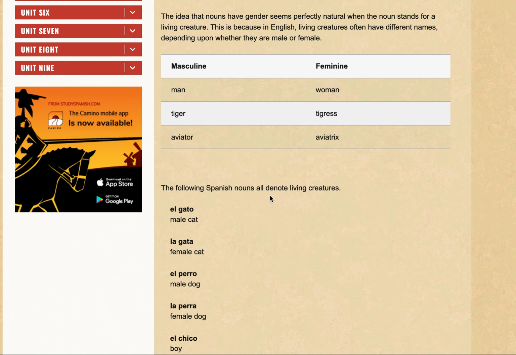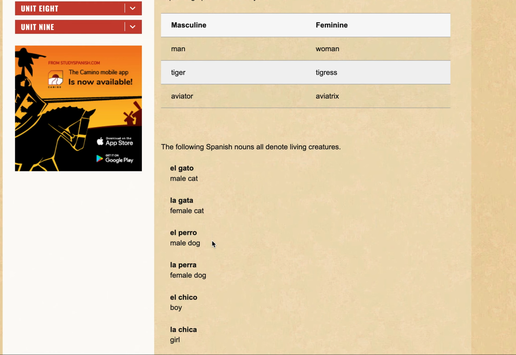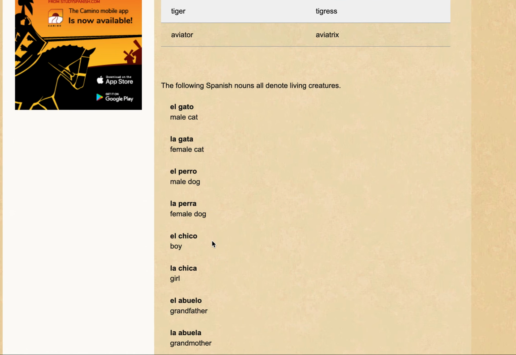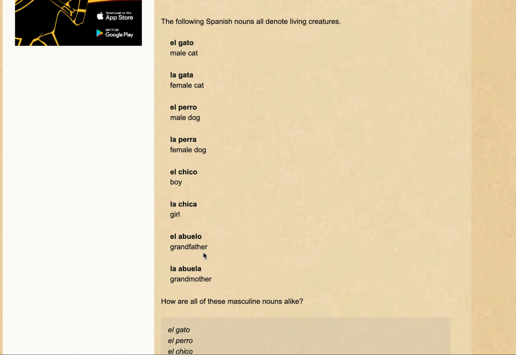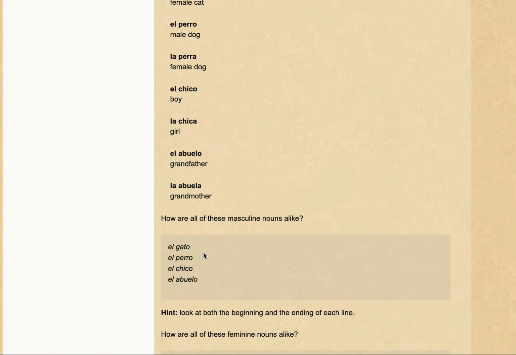The following Spanish nouns all denote living creatures. El gato is a male cat. La gata is a female cat. El perro is a male dog. La perra is a female dog. El chico is a boy. La chica is a girl. El abuelo is a grandfather. La abuela is a grandmother.